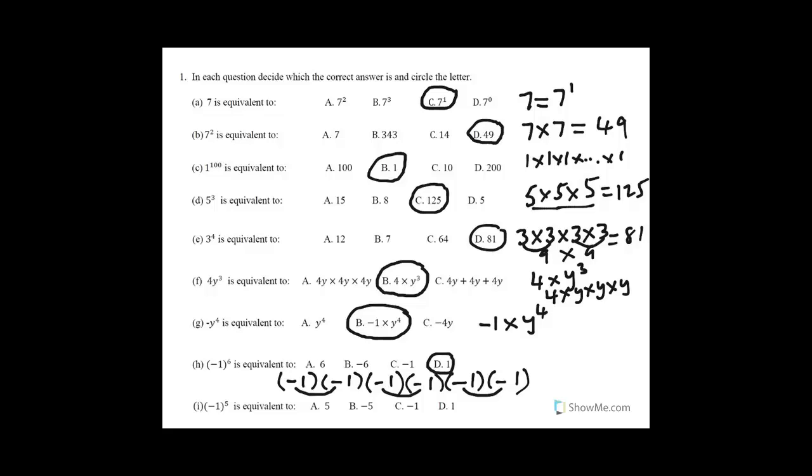The last one, negative 1 to the power of 5, every 2 negatives will make a positive, so that will make a positive, those will make a positive, there will be 1 negative left, so the answer would be negative 1, so the correct answer is C. Well, I hope you did well on this one.